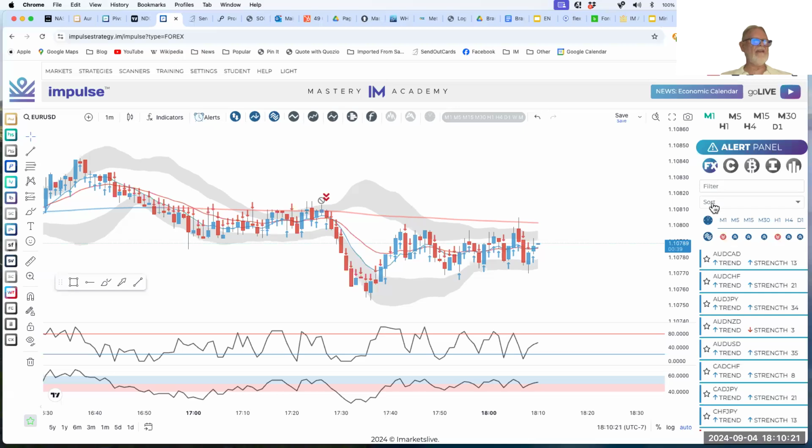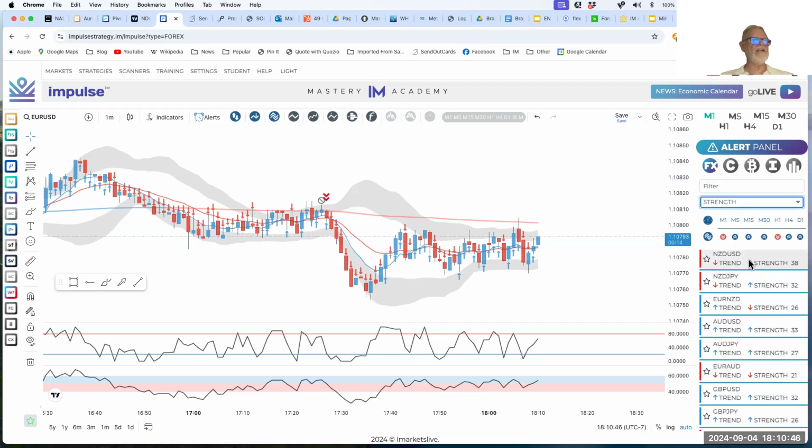We'll go down. You can filter it, so you can sort it alphabetically if you know what you want to do. I prefer to sort it by strength. And what that means is the strongest movements go to the top. If it's above 20, that means it's a good, strong movement. Above 40 is even better. None of them above 40 right now.